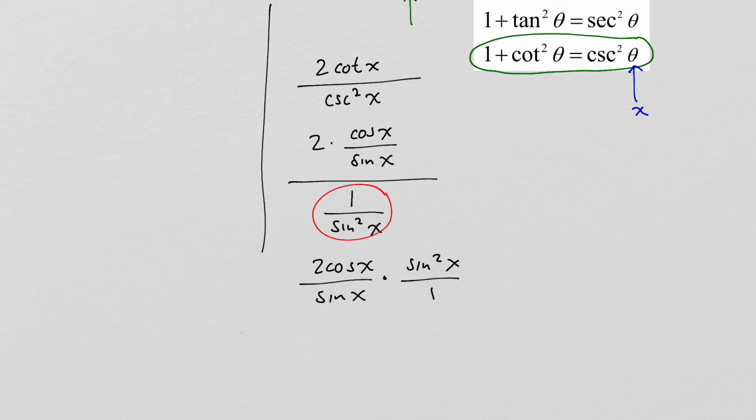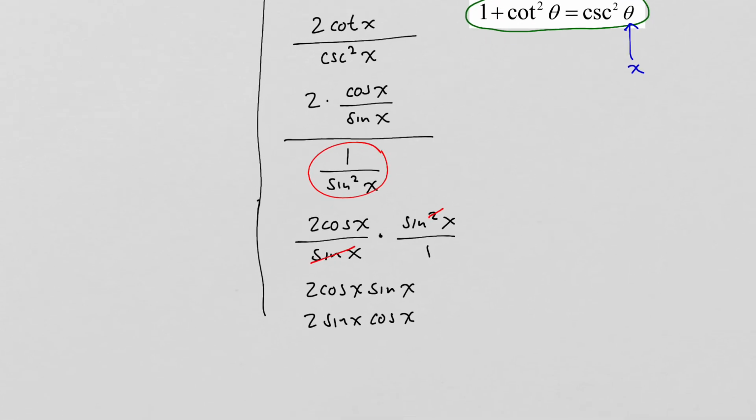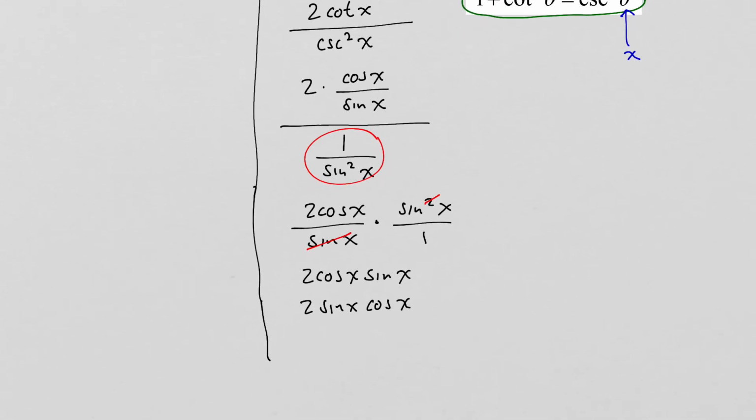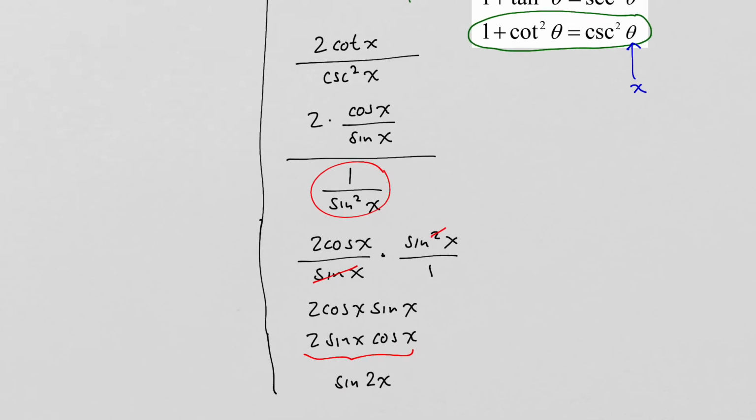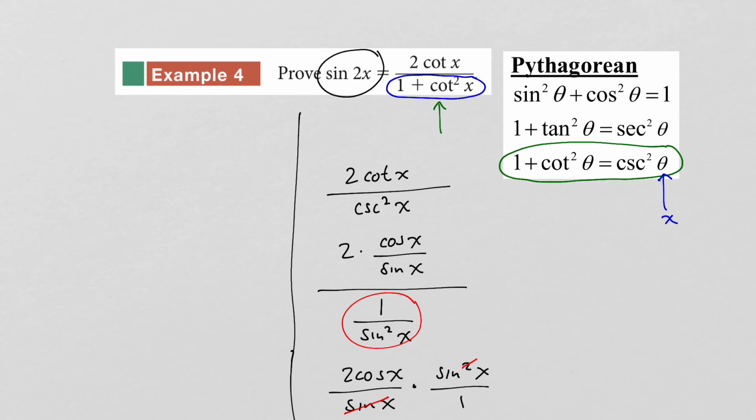Now what's nice about this is now we can cancel this sine of x will cancel out one of those sines of x. And this gives us 2 times the cosine of x times the sine of x. Now that's the same as 2 times the sine of x times the cosine of x. And you should recognize at this point that this is the double angle formula for sine. And so this is the sine of 2x. And if you go back up to the top, that is what we were trying to prove.